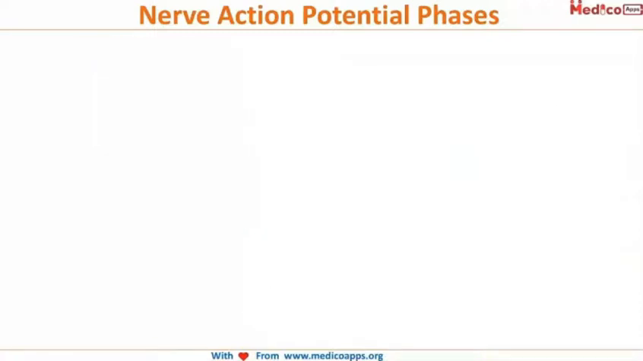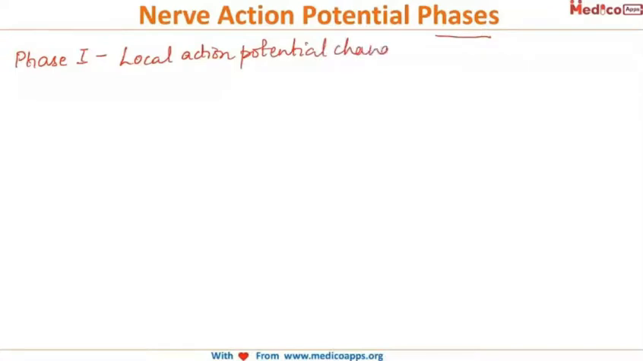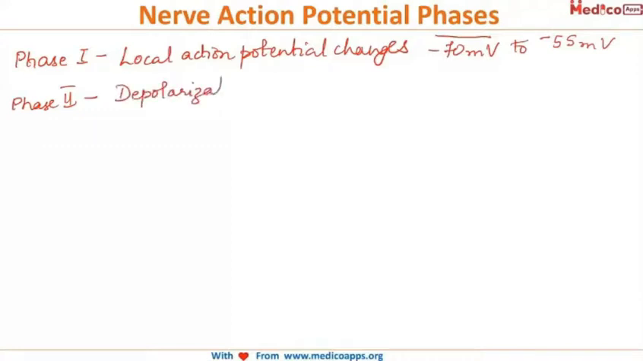So we have seen that there are certain phases in the nerve action potential. Let's revise phase 1. It was nothing but the local potential changes, where the potential is going from minus 70 millivolts to minus 55 millivolts. Coming to phase 2, we have seen that it is called the phase of depolarization, where the cell is crossing its threshold of minus 55 millivolts and reaching its peak firing potential.